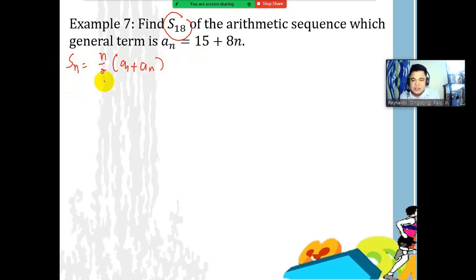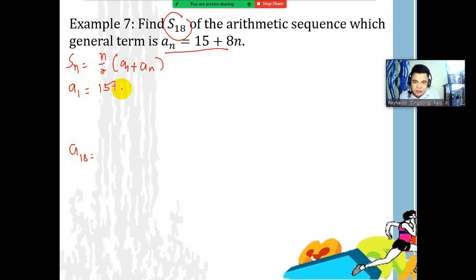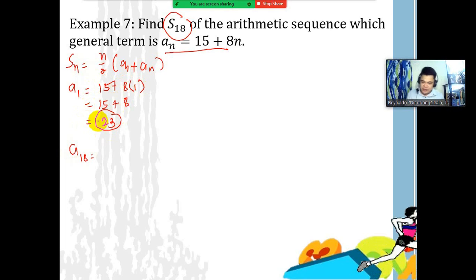So before we can solve the sum, of course, we have to consider the general formula in solving. So we have to solve first a sub 1 and a sub 18, which is the last term. For a sub 1, just change n to 1. So 15 plus 8 times 1. Bring down 15, and 8 times 1 is 8. So 15 plus 8 is 23. Your first term is 23.